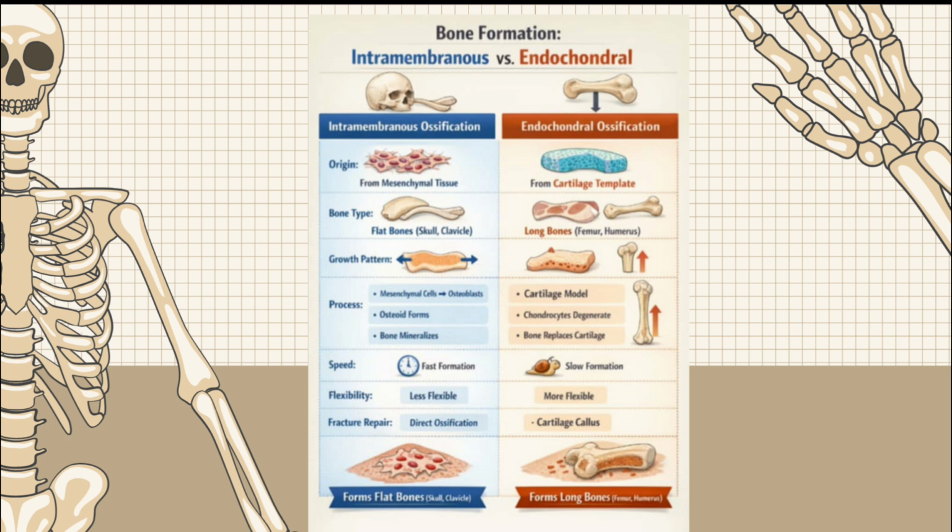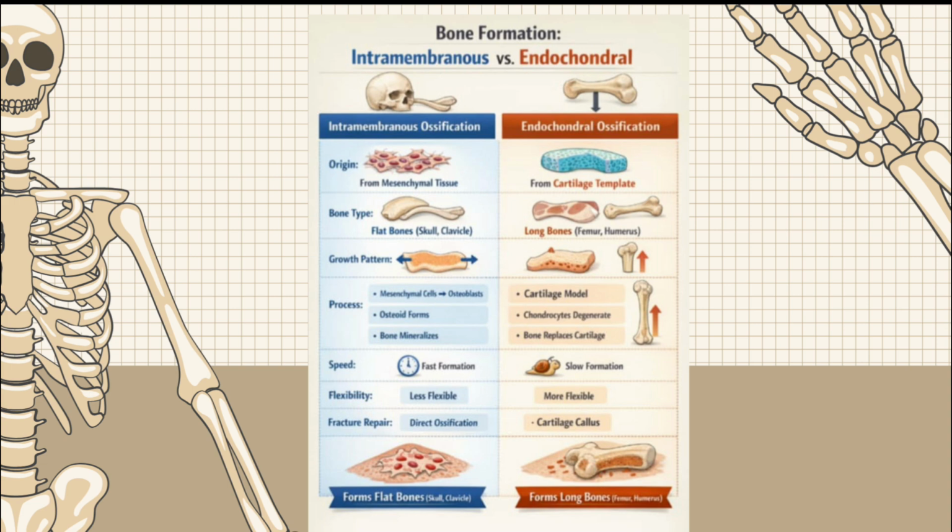For flexibility, intramembranous bones are less flexible, while endochondral bones are more flexible. And finally, for fracture repair, intramembranous heals through direct ossification, while endochondral heals through a cartilage callus first before becoming bone again. To sum it all up, intramembranous is flat, fast, and no cartilage needed. Endochondral is slow, long bones, and it starts as cartilage.